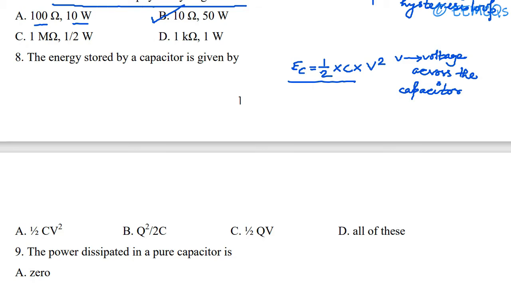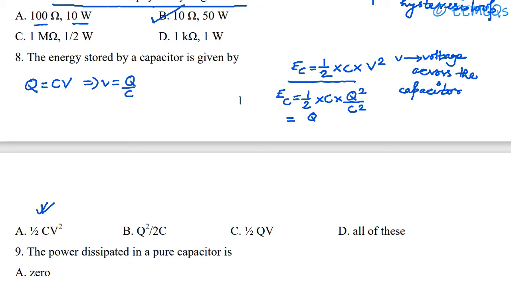Okay, so definitely you can see the first option here is correct, but we also have to check the other options, because we know that the total charge in a capacitor, Q, is equal to CV. Now if we put V equal to Q by C in half CV square, what do we get? EC will be equal to half into C into Q square by C square. So we get EC, that is the energy stored in a capacitor, equal to Q square by 2C. Okay, so option B here also is correct.